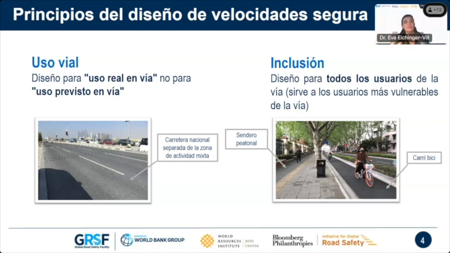The second principle is inclusiveness. We need to design for all the road users, with a special attention for the most vulnerable road users. So as you see here on the small picture, we should create cycle lanes when they are necessary. We should create pedestrian footpaths, and we should also think that amongst vulnerable road users, we might see conflicts. Think of cyclists and pedestrians, for example.